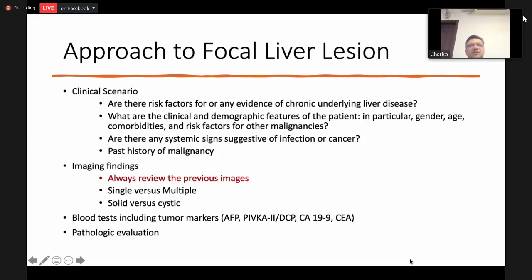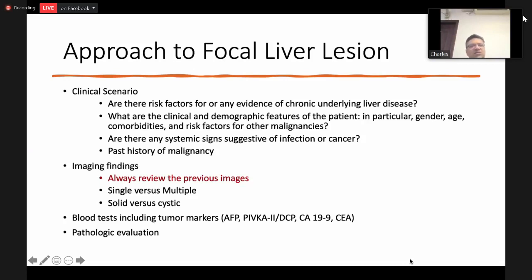Always look at the previous ultrasound images, previous CTs or MRs. A female patient might have had an ultrasound done during pregnancy, and that might give you clues to the present diagnosis. And always look at the images. I'll come to the details of the images later.